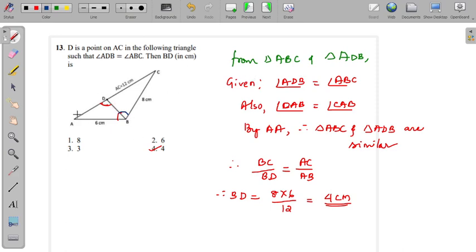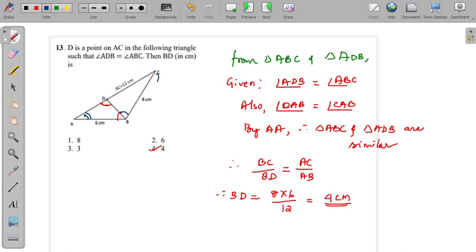So from triangle ABC and ADB, ABC is the bigger triangle, ADB the smaller triangle, angle ADB equals angle ABC. These two angles are equal, and this is a common angle for both. DAB equals CAB, because that is the common angle for both the triangles. By the angle principle, triangle ABC and triangle ADB are similar. If they are similar triangles, then their corresponding sides are proportional.